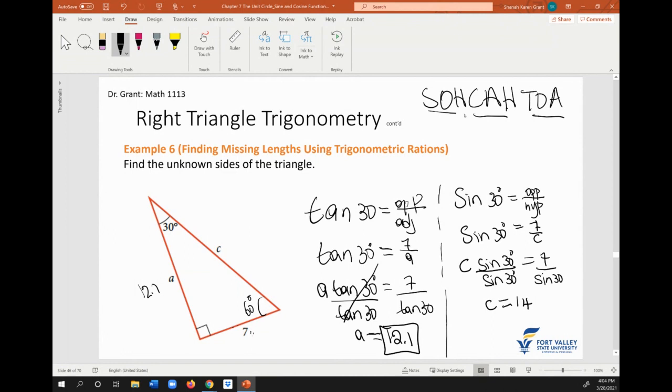You could also recall that since it's a special triangle, if this is S, then your hypotenuse is going to be 2S. So C would be 2 times 7, which is 14. And your other side is going to be the square root of 3 times 7, which is S in this case. But it's always good to practice.